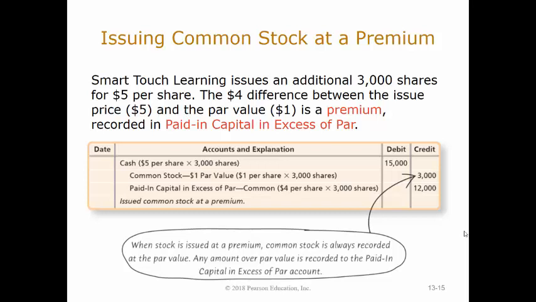And then the other portion is the excess above par, your PIC account, your paid in capital in excess of par account. Well, since we're issuing at 5 and there's $1 par, we're getting $4 in premium per share. So let's multiply that $4 times the 3,000 shares that we were issuing, and that comes out to $12,000. So we would have a credit to our PIC account for $12,000.